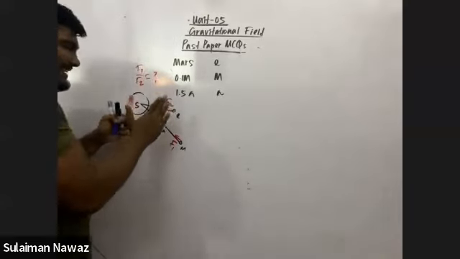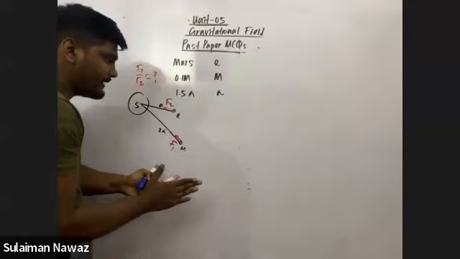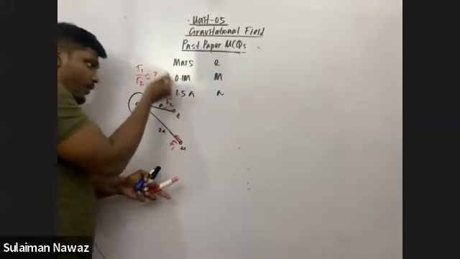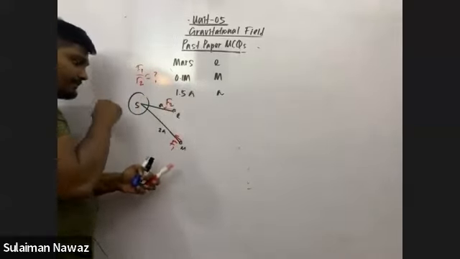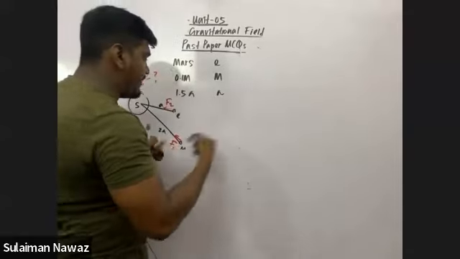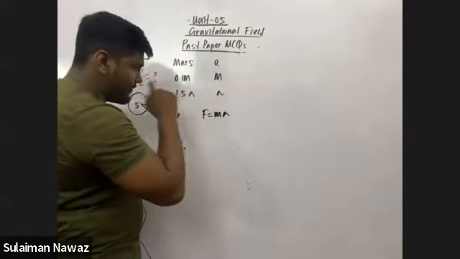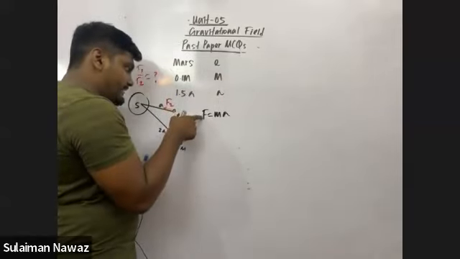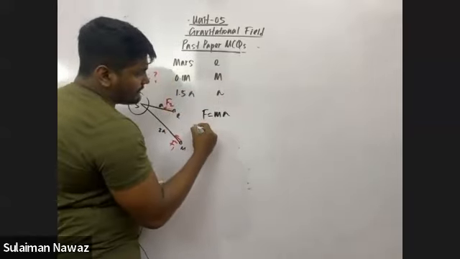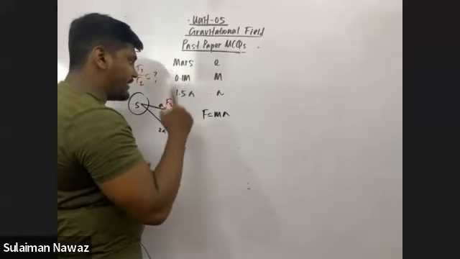Now let's consider the general situation. Suppose a planet is revolving around the sun, what do we do? We apply F equals ma. Now F means gravitational force, G capital M simple M.